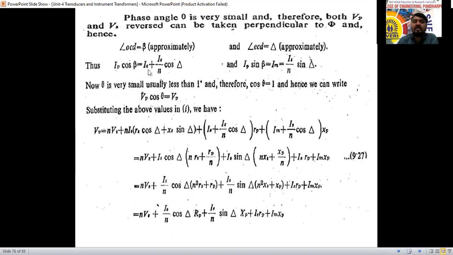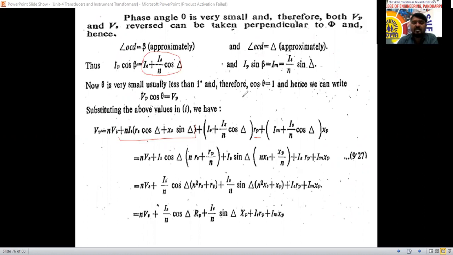In place of IP cos beta we are going to substitute this one, and in place of IP sin beta we are going to substitute that equation here. So up to here there is no change at all. In this place IP RP cos beta was there. So RP I have kept as it is, and in place of IP cos beta I have substituted this one, IE plus IS by N cos delta. I substituted here.